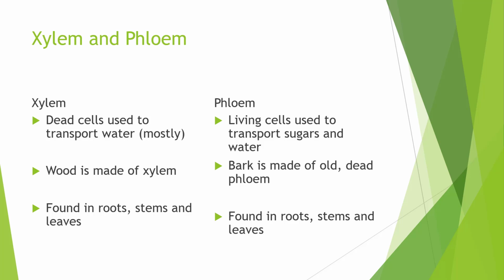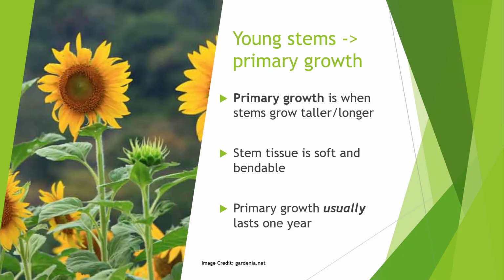Now, when I say roots, stems, and leaves, you can think about which plants have these, and it's everything except the mosses. This includes everything we call vascular plants. Ferns, gymnosperms, and angiosperms are all vascular plants because they have vasculature, i.e. xylem and phloem.